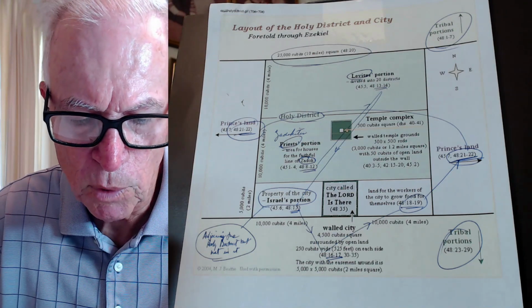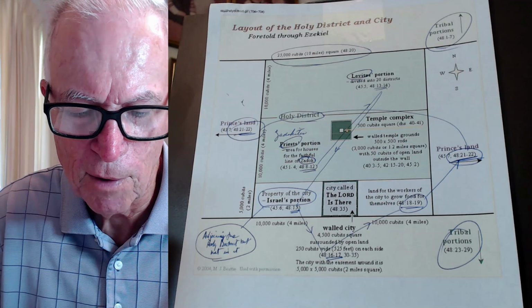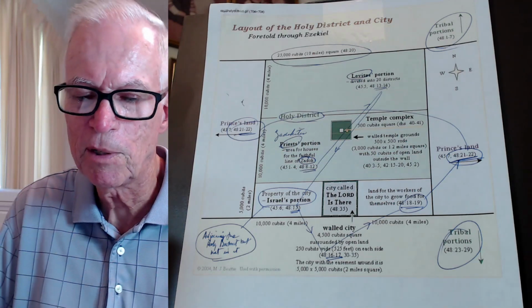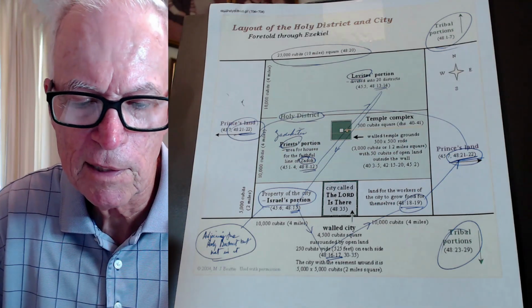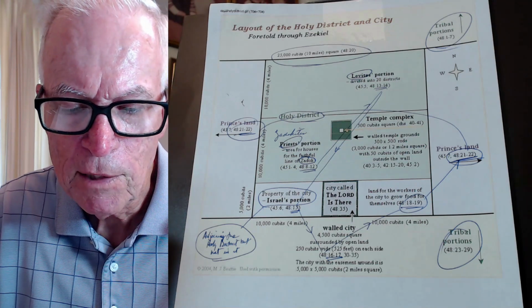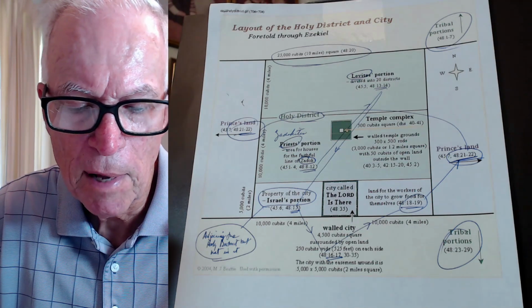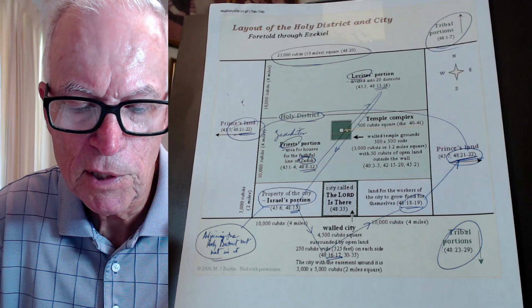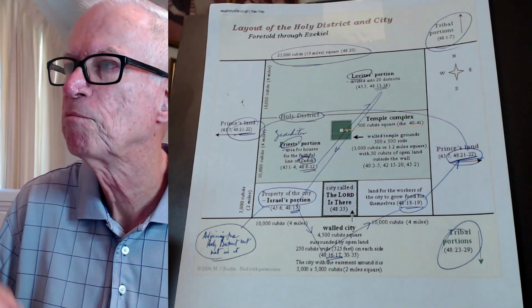All right, so let's look at verses 21 and 22. There's just a lot of words here for two verses. Let me read through it. Just kind of listen as I read. What remains on both sides of the area formed by the sacred portion and the property of the city will belong to the prince.